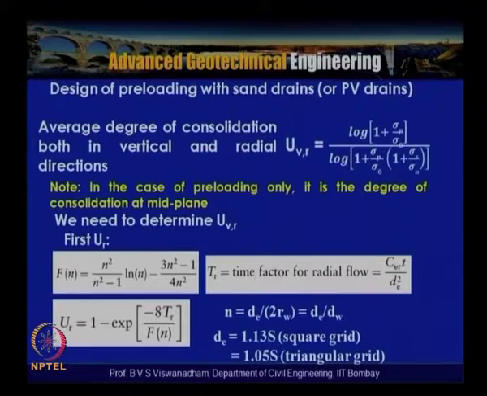And after obtaining TR and Fn, we can calculate the degree of consolidation in the radial drainage. UR is equal to 1 minus exponential of minus 8 TR by Fn, where n is equal to dE by 2 RW, which is nothing but dE by dW, and dE is equal to 1.13 S for square grid and 1.05 S for the triangular grid.